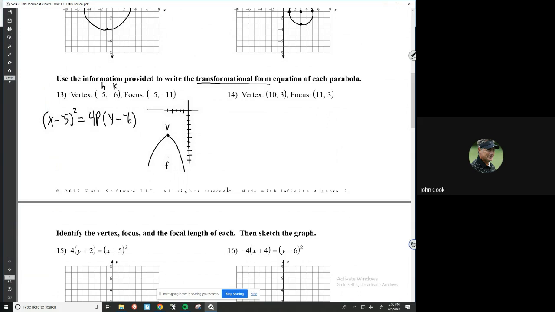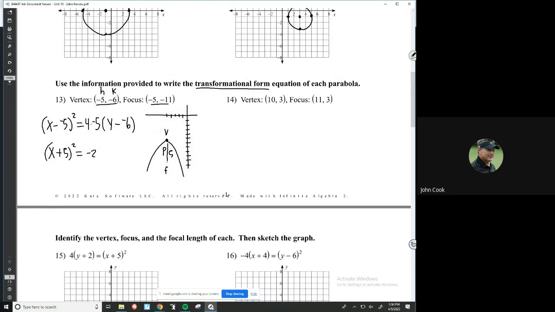And then remember that the focus is a distance of p away from the vertex. So how far away are these two coordinates from each other? Well, the x values are the same. So how far away are the y values? -6 to -11. That's a total distance of 5. So my p value is equal to 5. And not just 5, it's also a -5 because my parabola is facing downwards. Hence, it has a negative direction to it. Okay, so let's make this look a little nicer. x plus 5 squared equals 4 times -5 is -20, and then y plus 6. And I guess that's transformational form, I think.